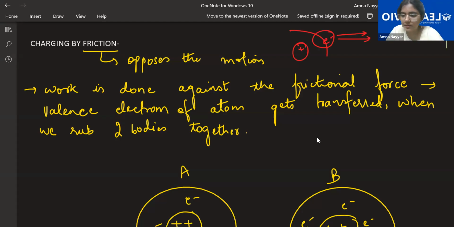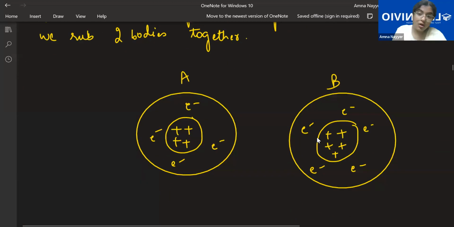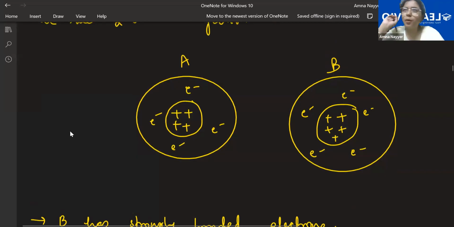Anisa, what about you? Yes, ma'am. Okay. Now, just a small concept that I'll tell you. A possibility of a question from friction can be from this part only, which I'm going to tell you.